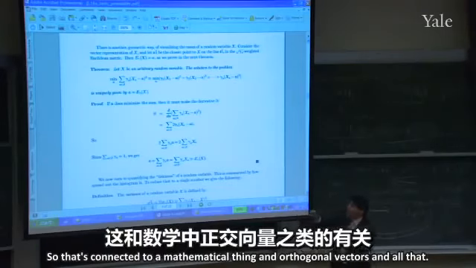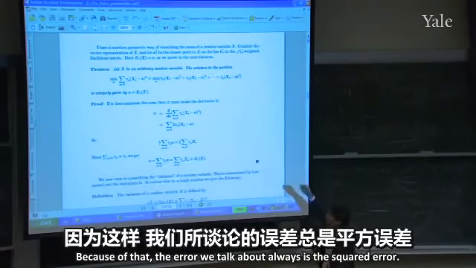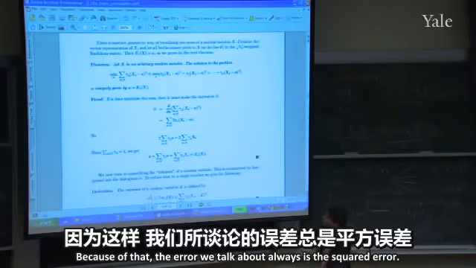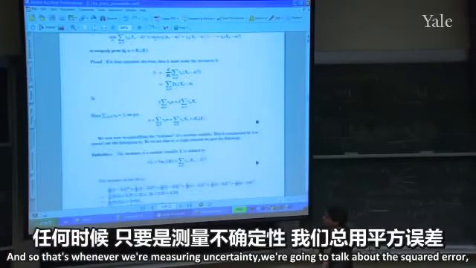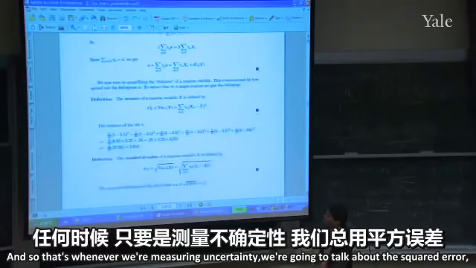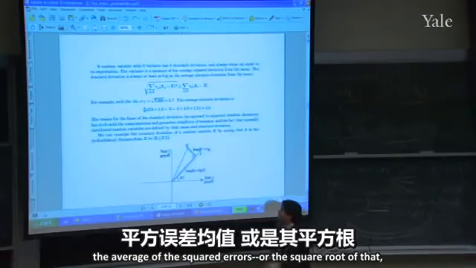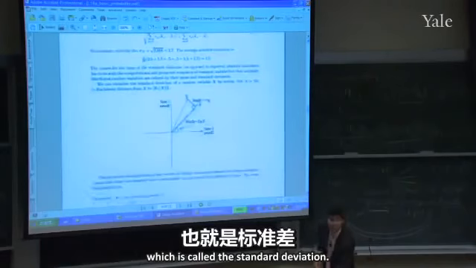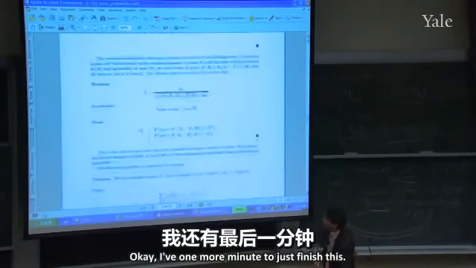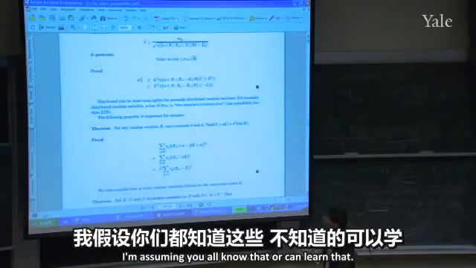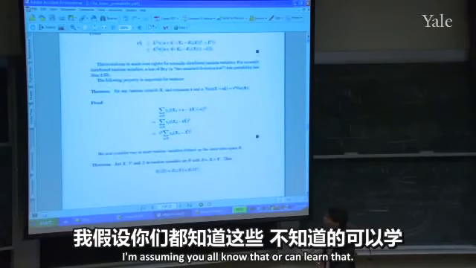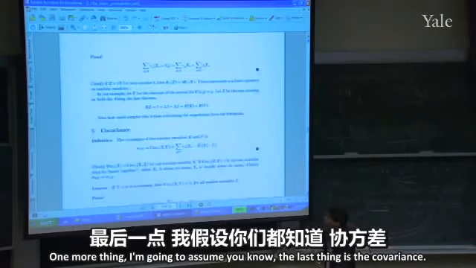So because of that, that's connected to a mathematical thing, and in orthogonal vectors and all that. Because of that, the error we talk about always is the squared error. And so whenever we're measuring uncertainty, we're going to talk about the squared error, the average of the squared errors, or the square root of that, which is called the standard deviation. Okay, I have one more minute to just finish this. So I'm assuming you all know that, okay, or can learn that. Okay, one more thing that I'm going to assume you know.